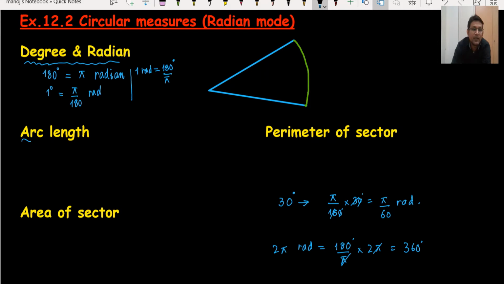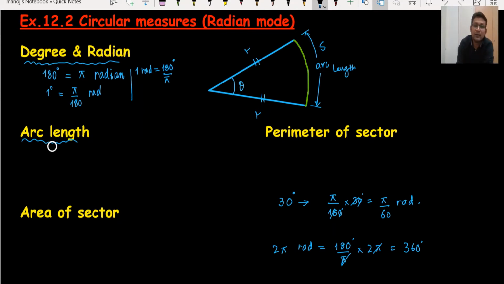Now I'm moving to arc length. Before starting arc length, I would like to say something about the sector. A sector is a part of a circle between two radii. This is the radius, r. This part is called the arc length. The arc length is normally denoted by the symbol S. So remember, arc length is S, radius is r, and theta is the angle we normally use for this chapter.